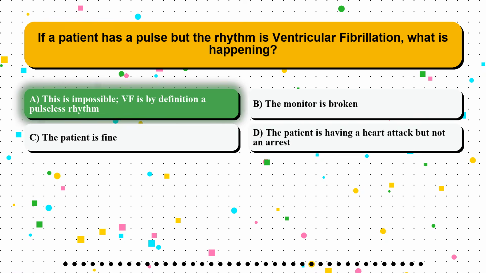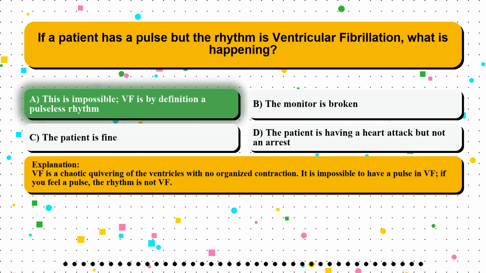The correct answer is option A. This is impossible, VF is by definition a pulseless rhythm. VF is a chaotic quivering of the ventricles with no organized contraction. It is impossible to have a pulse in VF. If you feel a pulse, the rhythm is not VF.